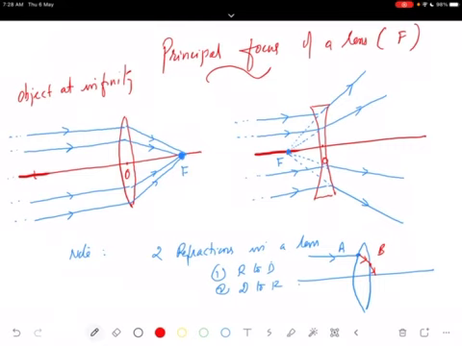Instead of showing this, for a thin lens we mark only like this. Ray parallel, and keep it at the middle and it bends toward the normal. So this is the way we'll show.